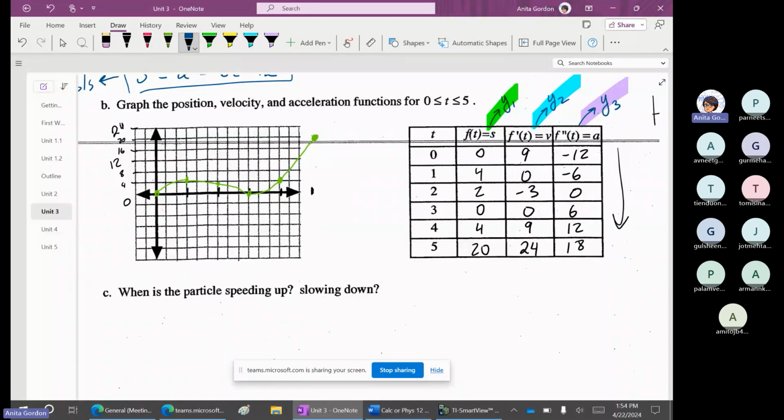Then I graph my velocity. At 0, it is 9. At 1, it is 0. At 2, it is -3. At 3, it is 0. At 4, it is 9. And 5 is at 24.